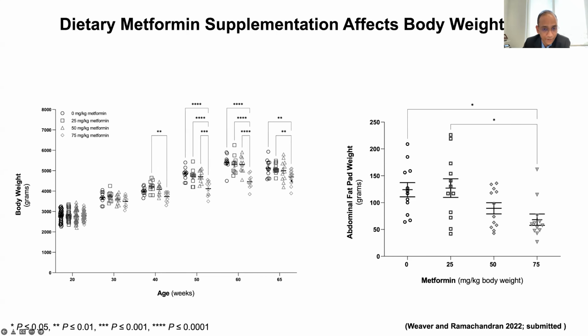And then at the end of the study, you can see there is a significant reduction in body weight. And most of the reduction in body weight is coming from reduction in adipose tissue. So this is the fat pad weight that we took. And so you can see the fat pad weight is significantly lower in the 75 milligram treatment group. And so that contributed most of the body weight decrease.